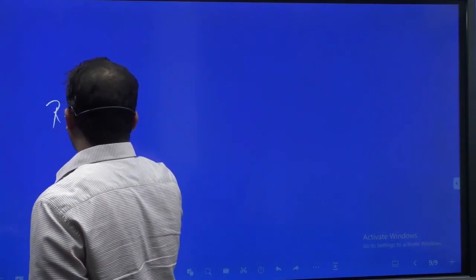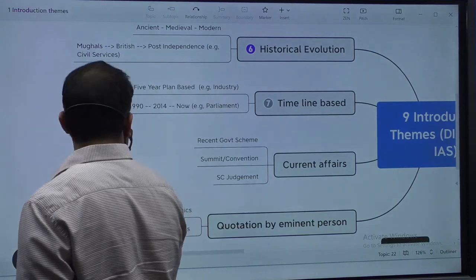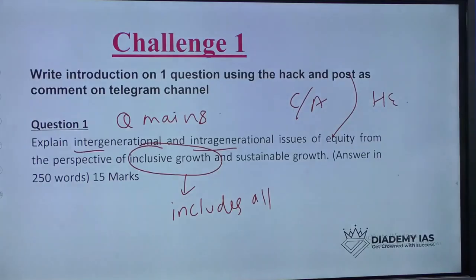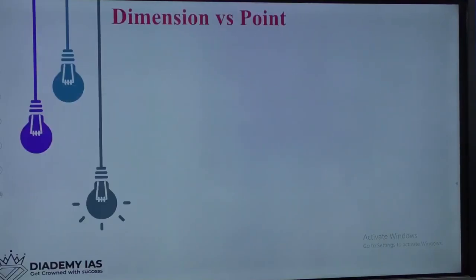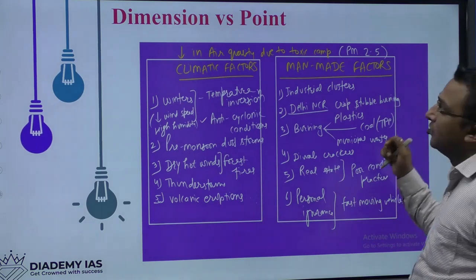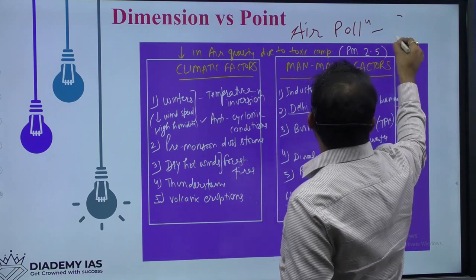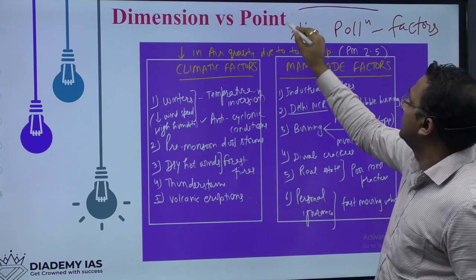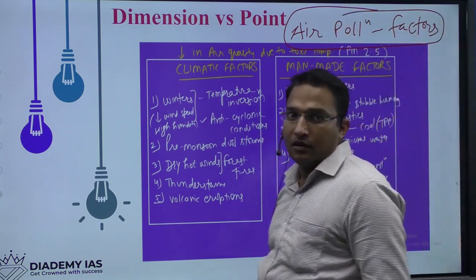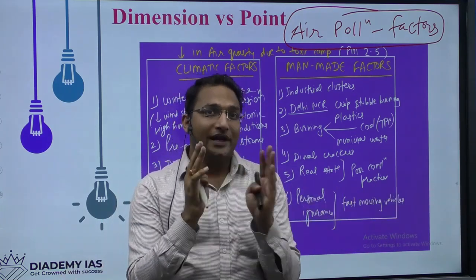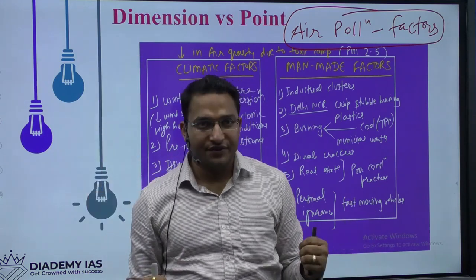So, for example, if I say, what are the reasons of unemployment? Okay, let me show you. Suppose I am writing about air pollution. What are the factors behind air pollution? I can divide the factors into two categories: climatic factors and man-made factors.